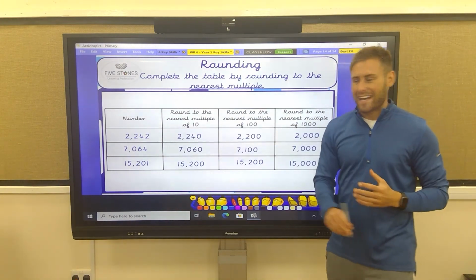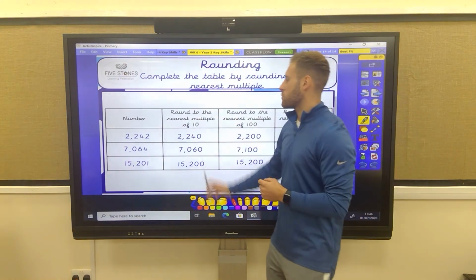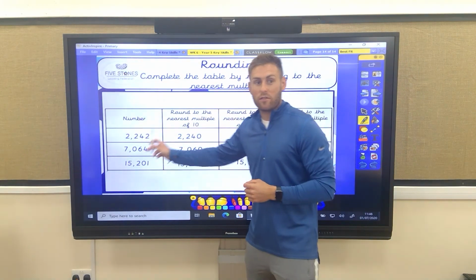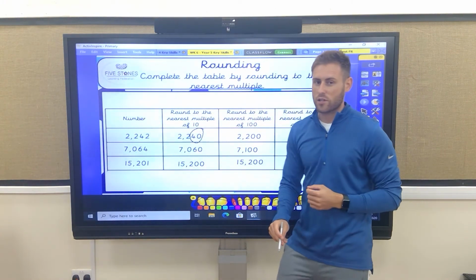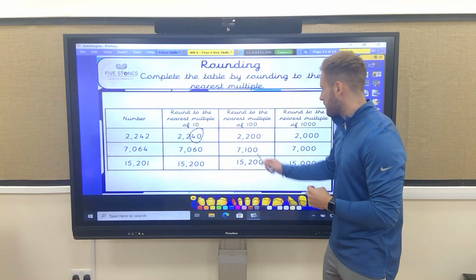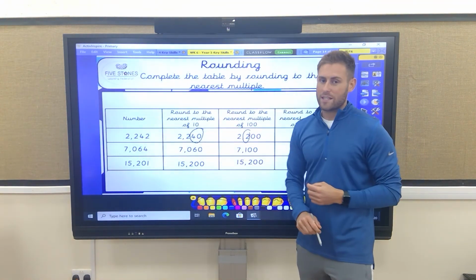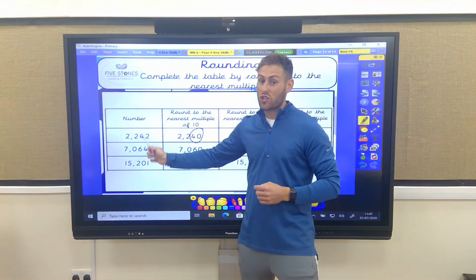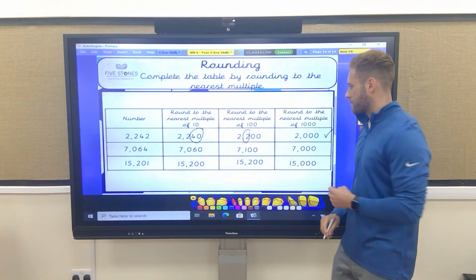And we're back. And as you can see, we've represented the answers here. Nearest multiple of 10 for 2,242 was either 40 or 50, and we got 240 because 2 is closest to 40. Closest to 200 or 300, the 40 tells us we're actually closest to 200. And then 2,200, the 200 tells us we're closest to 2,000 rather than 3,000.